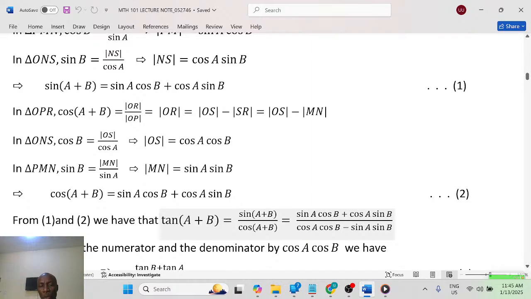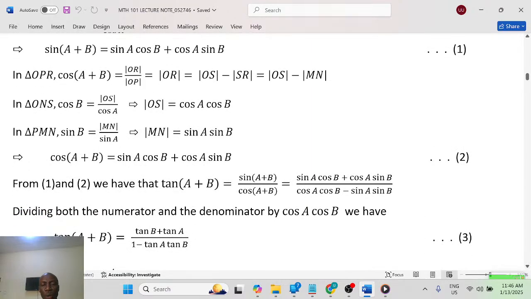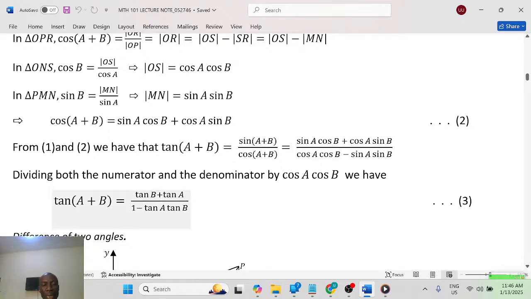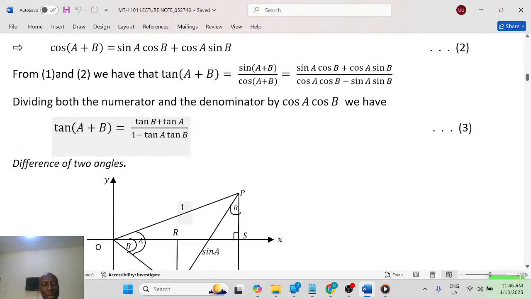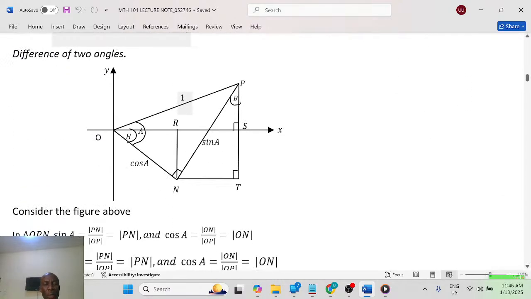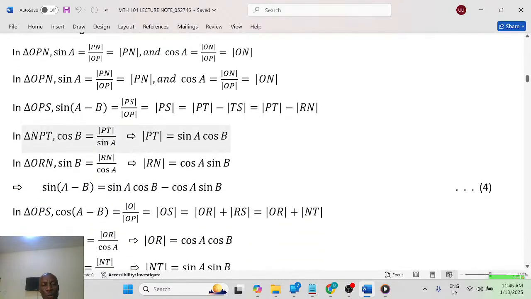While for cos(A+B), we have cos A cos B minus sin A sin B. So if you divide both the numerator and the denominator by cos A cos B, it will lead to this identity for the compound angle: tan(A+B) equals tan A plus tan B divided by 1 minus tan A tan B. Now for the difference of two angles, difference means minus, that is in equation 4.